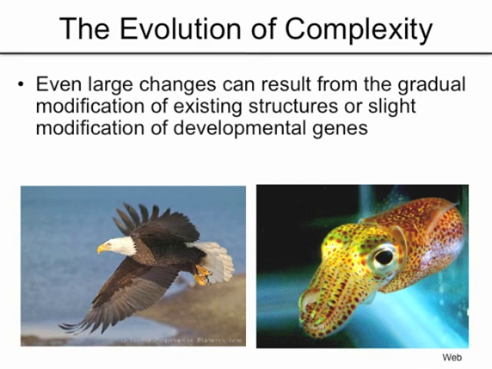Whereas in fact, yes, you totally could. You could gradually make it happen through a series of very small things. So complex things are not evidence that evolution never happened. Complexity is a result of very many small changes occurring over long periods of time. And again, the reason why we have trouble thinking about evolution is that we have trouble thinking in terms of geological time in a lot of things. So even large changes can result from gradual modification of existing structures or slight modifications of developmental genes.